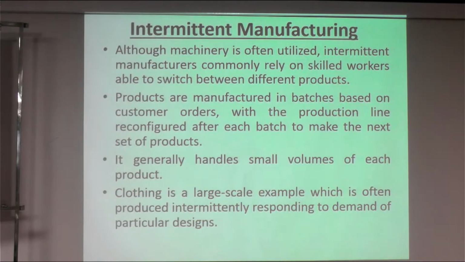Although machinery is often utilized, intermittent manufacturers commonly rely on skilled workers able to switch between different products. Products are manufactured in batches based on customer orders, with the production line reconfigured after each batch to make the next set of products. It generally handles small volume of each product. So the best example is your clothing. It's a large scale example which often produces intermittently, responding to demand of particular designs.